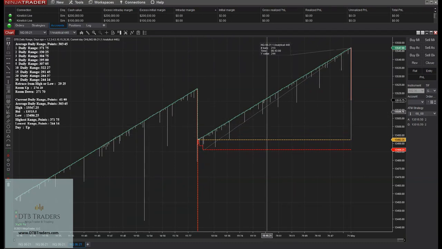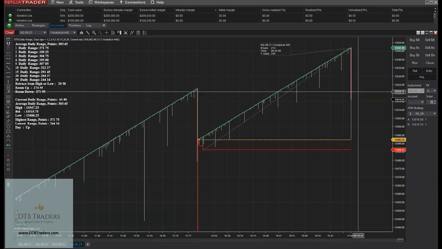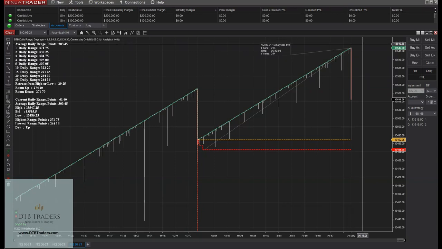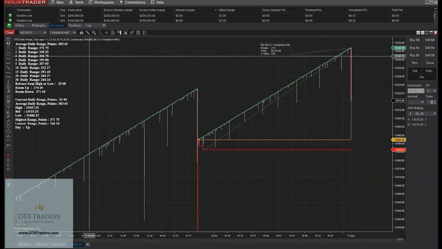So it's a good judge of where price is more than likely to be traveling for the rest of the trading day, or if it has already reached its daily range for the day, it's more than likely just going to hover around a midpoint area between the high and the low. It's not going to chase further highs because they've already fulfilled their average daily range.